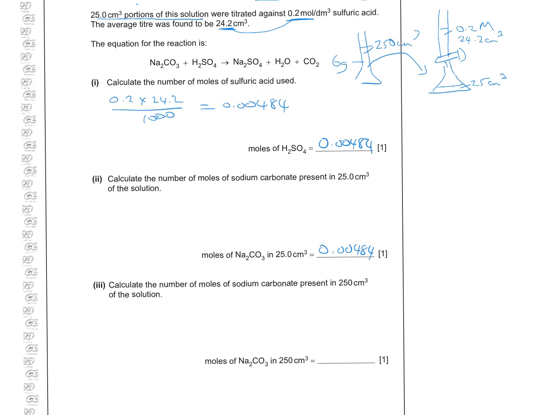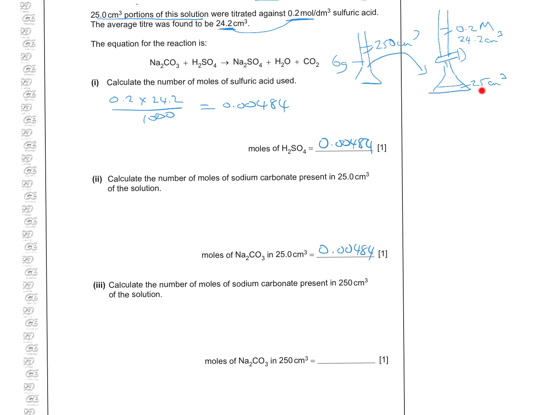Part 3, calculate the number of moles of sodium carbonate present in 250. So back up to the diagram. We have just worked out that there are 0.00484 moles in this 25 cubic centimeters. So now the question is asking us to calculate the number of moles in 250.